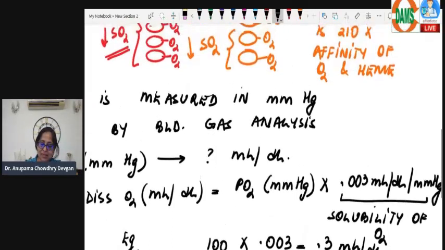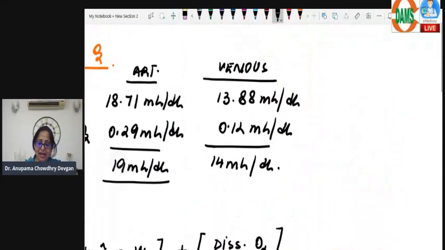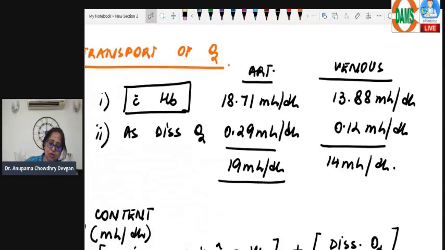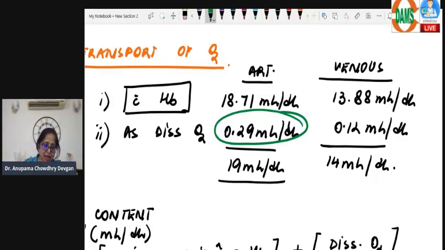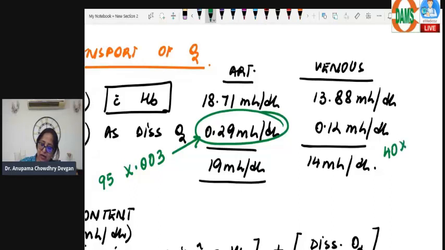Please see this once again. Now, when you look at the arterial blood and the venous blood, I told you the dissolved oxygen in the arterial blood is 0.29. How did I get this figure? PO2 of the arterial blood is 95. We've done it so many times now. Multiply it by 0.003. This gives you 0.29 ml per 100 ml of blood. Venous blood, the PO2 is 40. 40 into 0.003 will be 0.12 ml per 100 ml of blood.